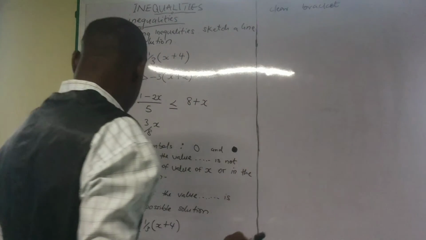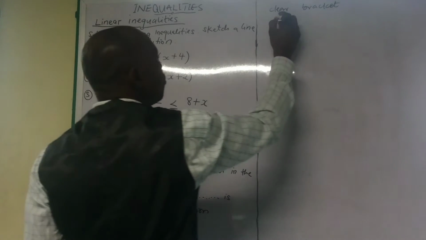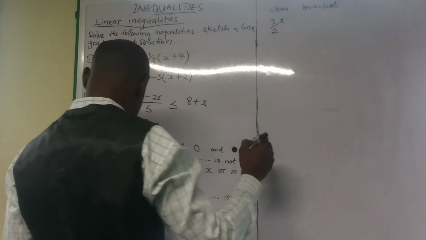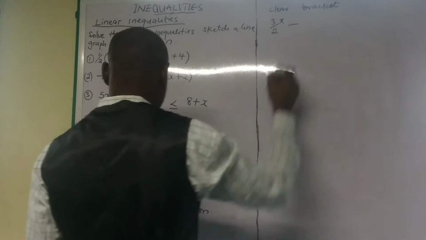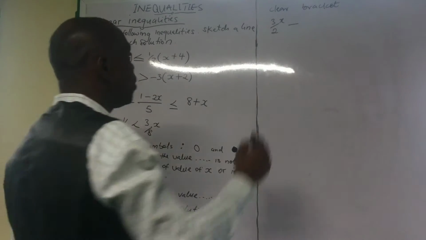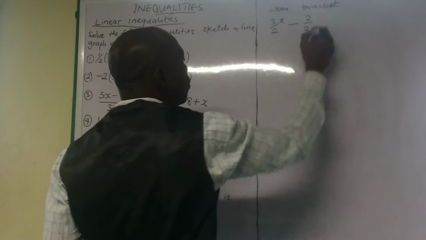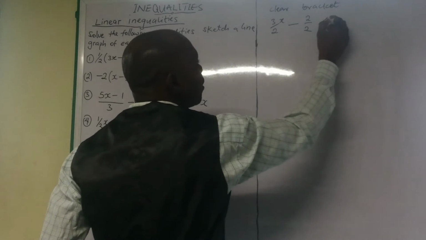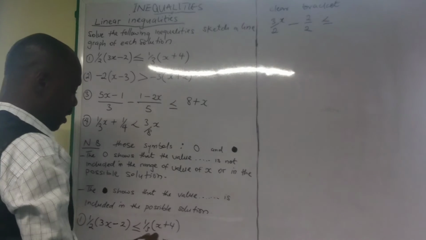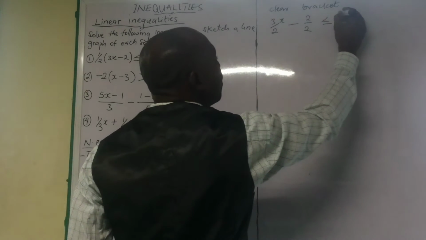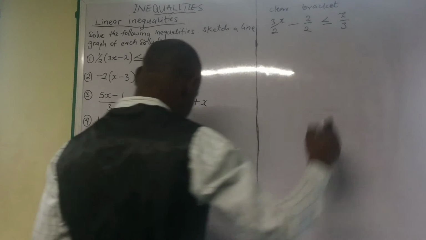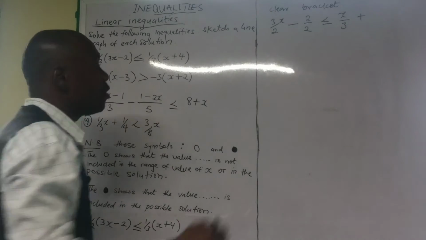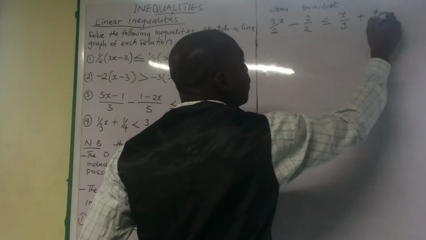Clear the brackets. So 5 times 3x gives us 3 all over 2x, minus 5 times 2 gives us 2 all over 2. Then we pick the symbol less than or equal to. So 1 over 3 times x gives us x all over 3, then the plus, and 1 over 3 times 4 gives us 4 all over 3.